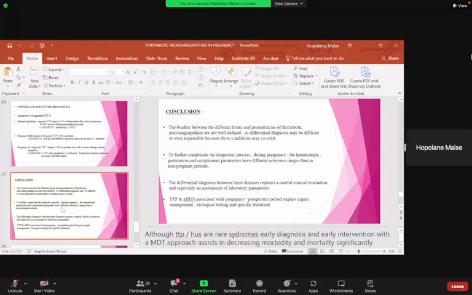TTP and atypical HUS associated with pregnancy or the postpartum period require urgent management, biological testing, and specific treatment. And although TTP or HUS are rare syndromes, early diagnosis and early intervention with a multidisciplinary team approach assist in decreasing morbidity and mortality rates significantly.